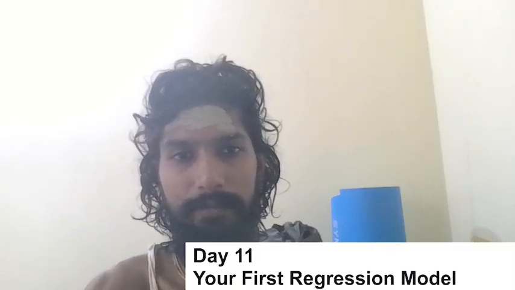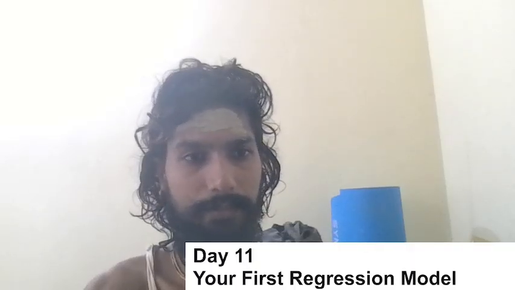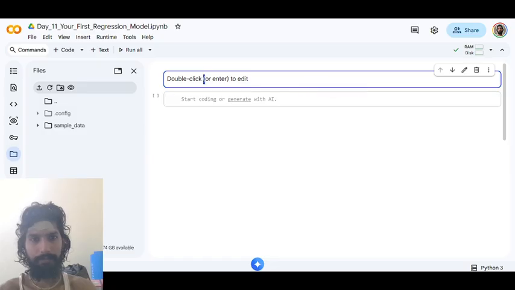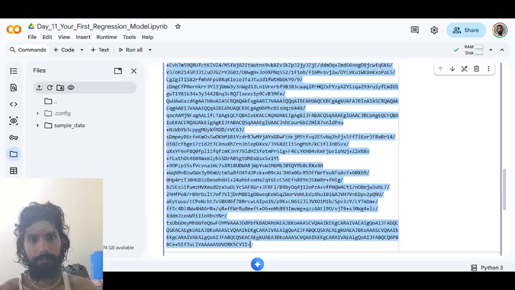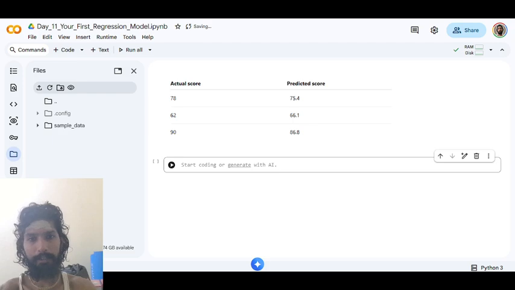Let me share the screen. So this is how the scores will look. The predictions will probably not be exactly equal to the actual scores. That is normal. The difference between the actual value and the predicted value is called the prediction error.